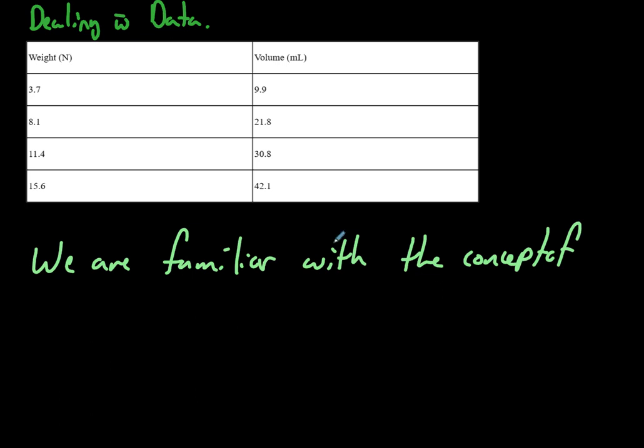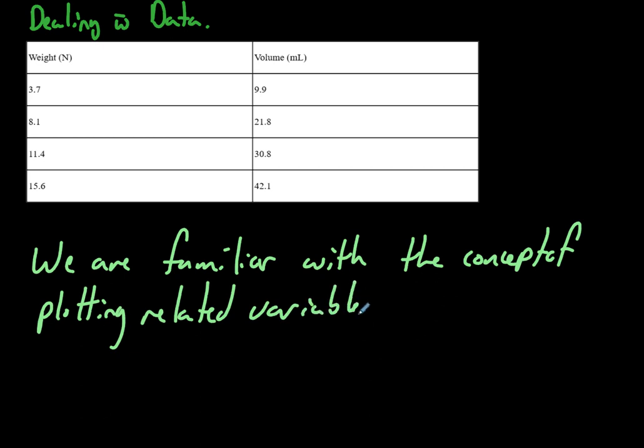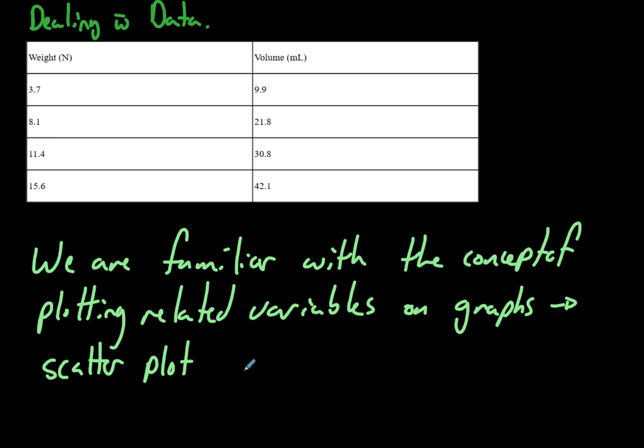Okay, so we're familiar with the concept of plotting related variables on graphs. And the type of graph that you use to do this is a scatter plot, which will show you the y position versus the x position of some given data.